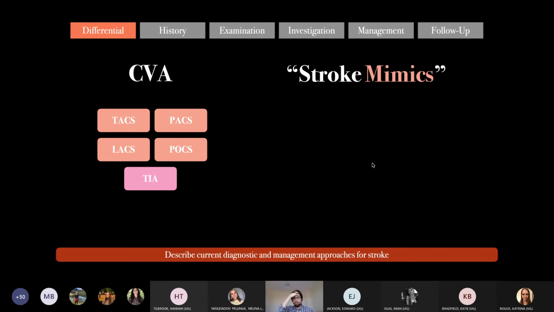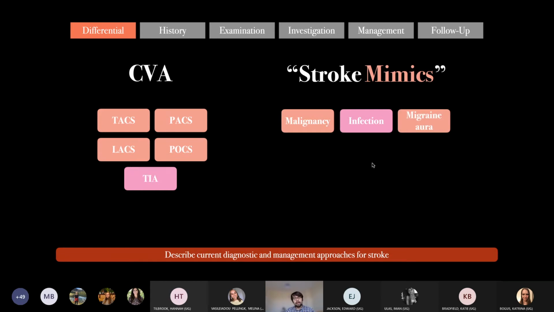And then we have this thing called stroke mimics. Now, the mnemonic to remember stroke mimics is MIMICS. So I'm just going to go ahead and tell you what it is. So malignancy, it could be a brain tumor. Infection, is this something like meningitis or encephalitis? Is it a migraine with an aura? And that's really important, okay? So people are classically diagnosed with a migraine aura and they're actually having a stroke.